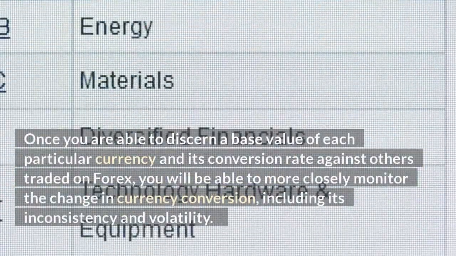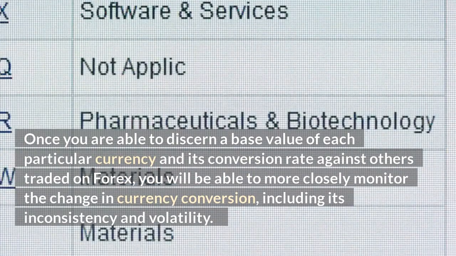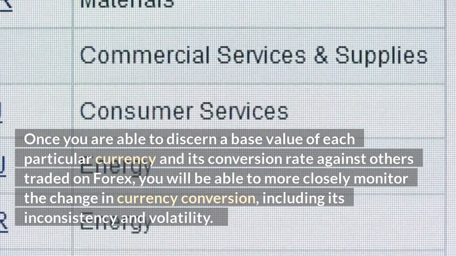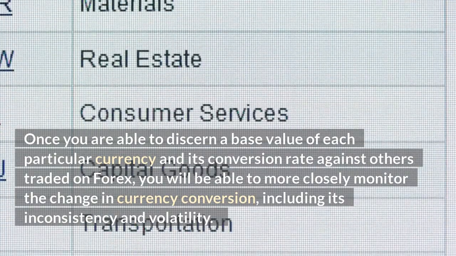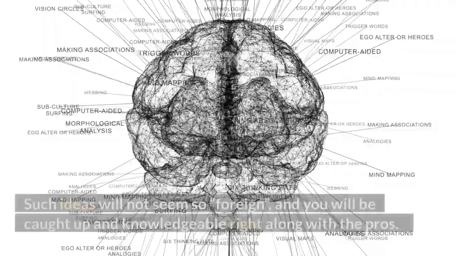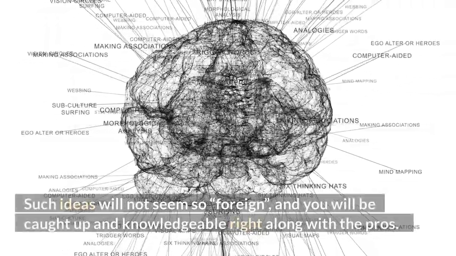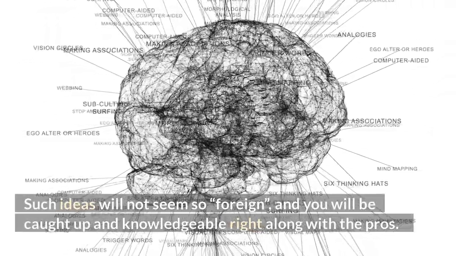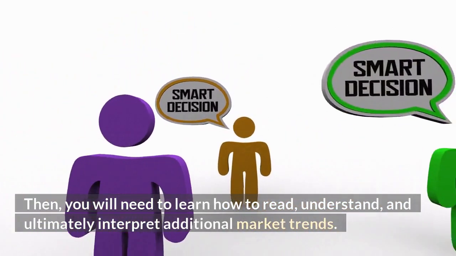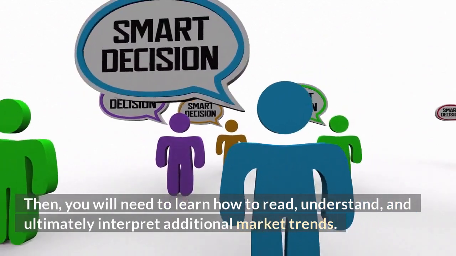Once you are able to discern a base value of each particular currency and its conversion rate against others traded on Forex, you will be able to more closely monitor the change in currency conversion, including its inconsistency and volatility. Such ideas will not seem so foreign, and you will be caught up and knowledgeable right along with the pros. Then, you will need to learn how to read, understand, and ultimately interpret additional market trends.